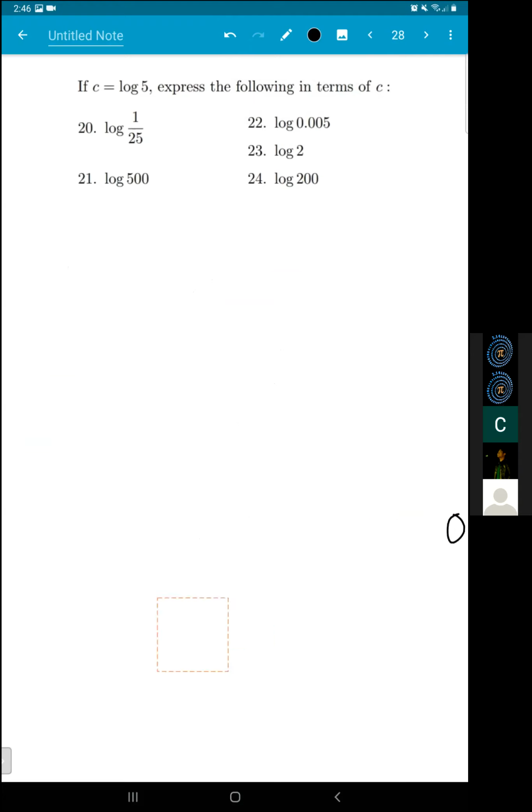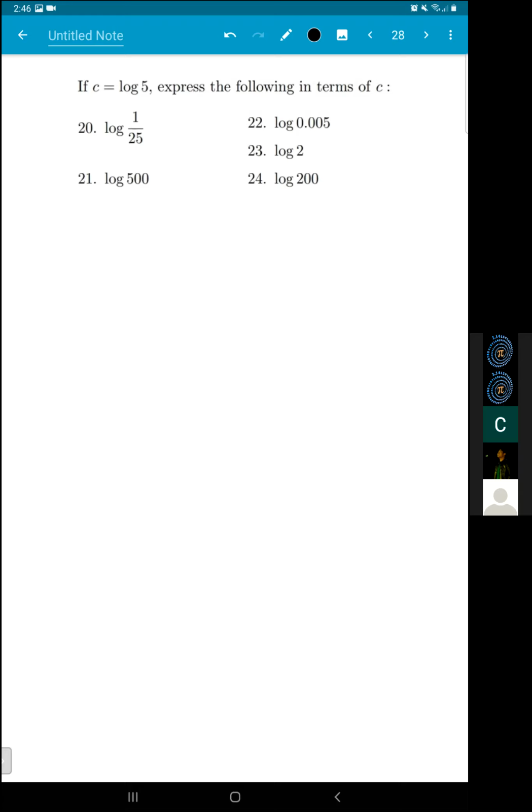And who got log 2? Anyone got log 2? You may be wondering how 2 can be a power of 5, right? Or what should I multiply 5 with to get 2? Well, that won't work. Okay, suggested answer is C plus 0.4. No, not quite. Nice try. At least you tried. Now, the problem is 2 is not a power of 5.